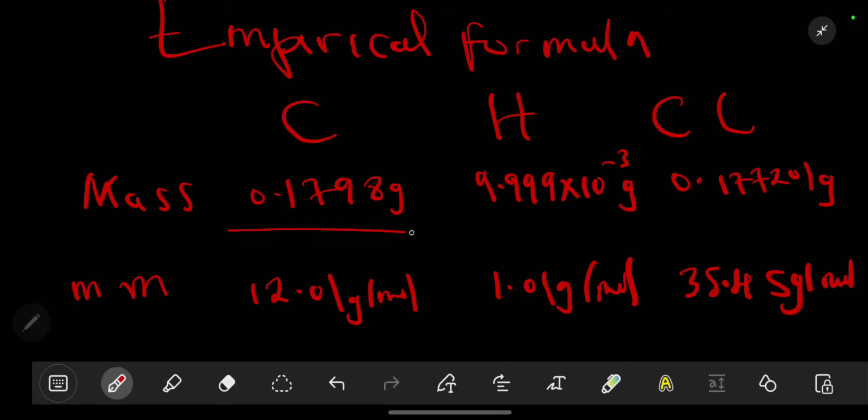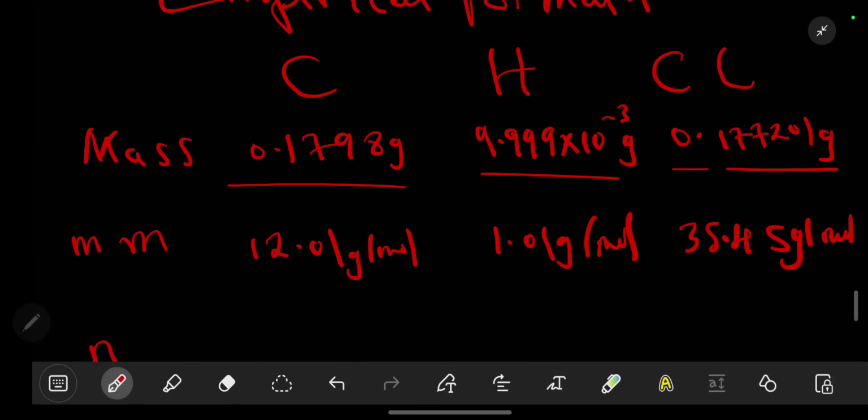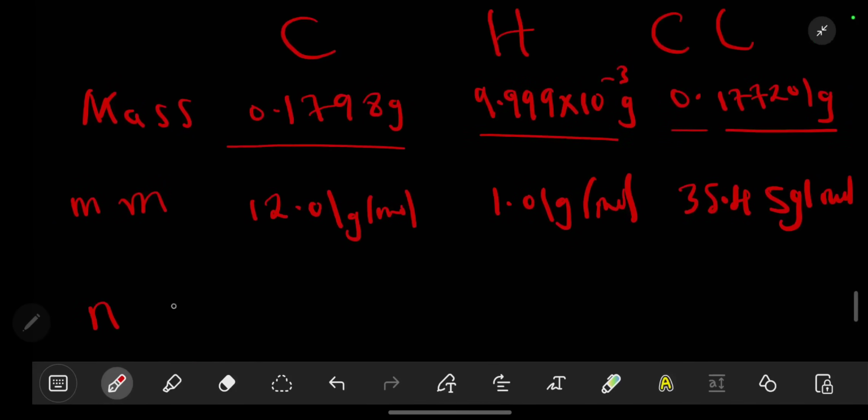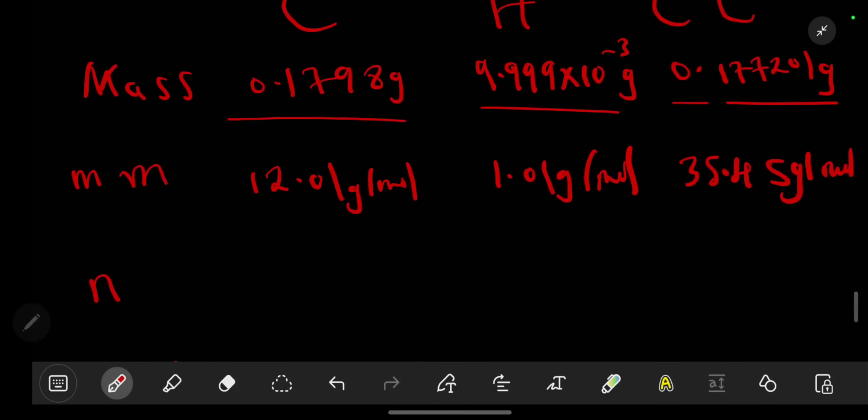So from here you are going to divide. To find the number of moles, you just divide them. So 0.1798 divided by 12.01 is going to give us 0.01497, to at least 4 significant figures, so that your answer is as accurate as possible.